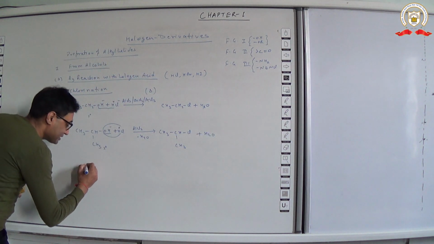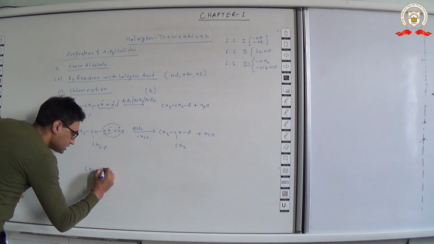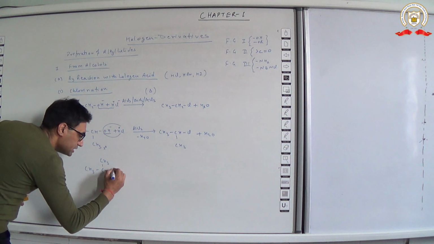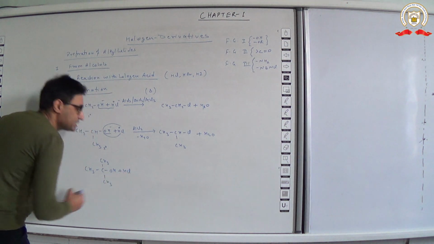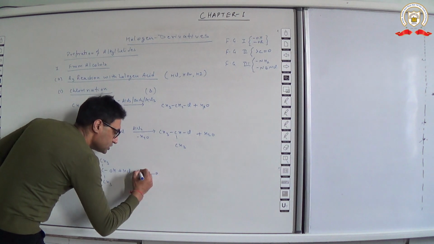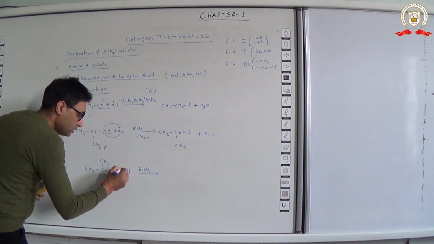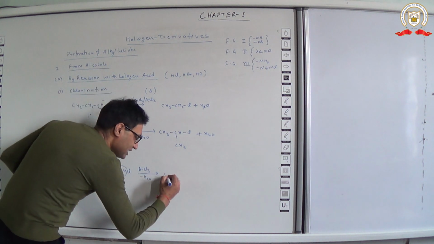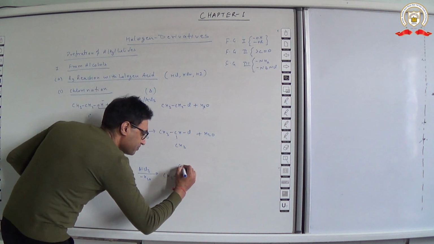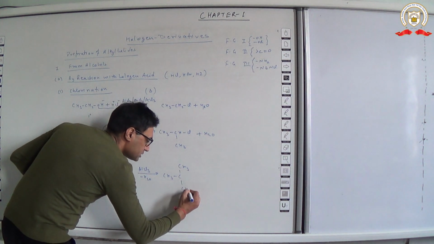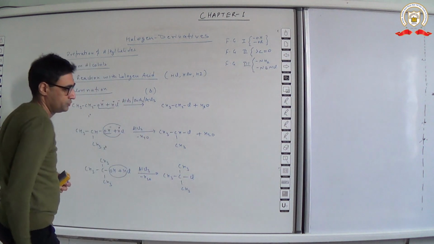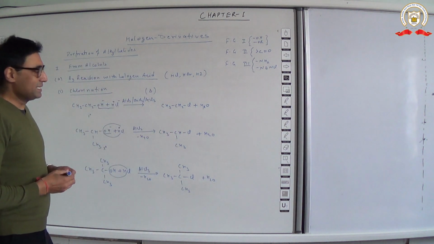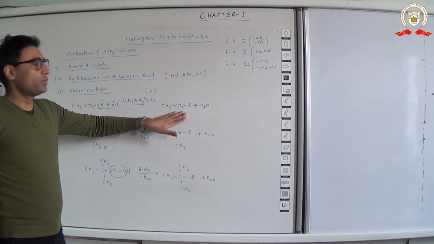Likewise, if I talk about a 3-degree alcohol, CH3, CH3, CH3, OH, and I am reacting it with HCl, again in the presence of AlCl3, again H and OH will come out as H2O and I will get the alkyl halide, that is CH3, CH3, CH3, Cl plus H2O. So see, this is how you can prepare alkyl chloride.